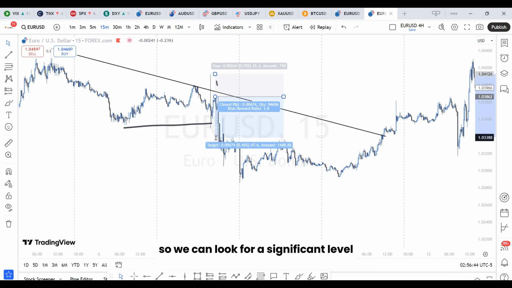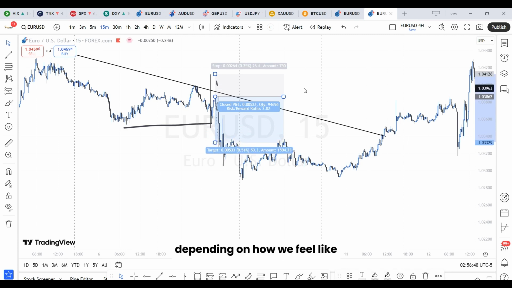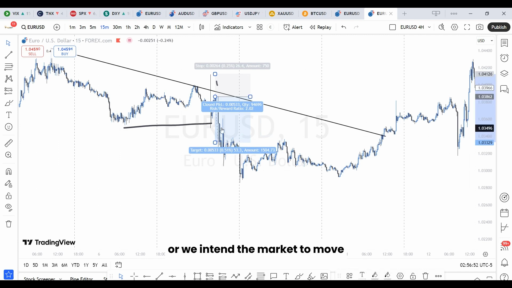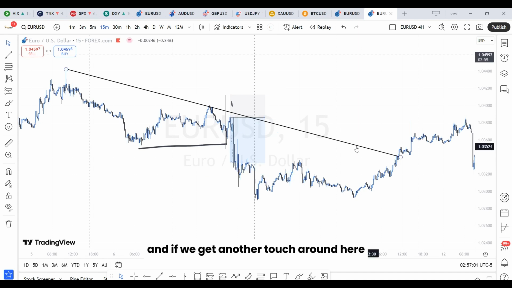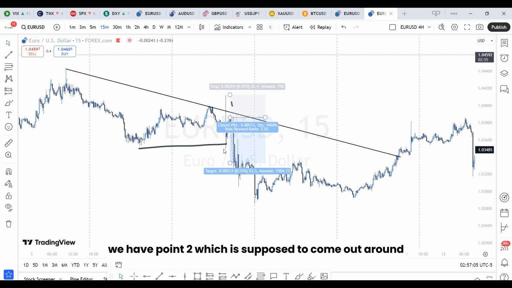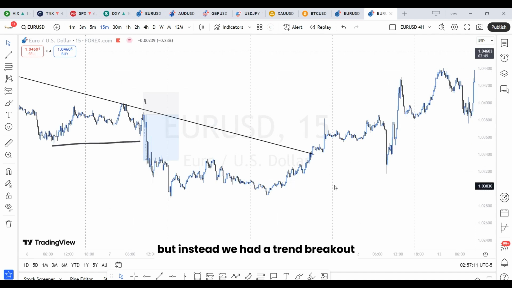So we can look for a significant level, maybe we put our stop loss 1:2 risk to reward, depending on how we feel like we want the market to move or we intend the market to move. And you can see this very good example. So we have point A here, we have point B here, we have point 1 here, and if we get another touch around here, we have point 2, which is supposed to come out around here. You can see the market reacting around here, but instead we had a trend breakout.